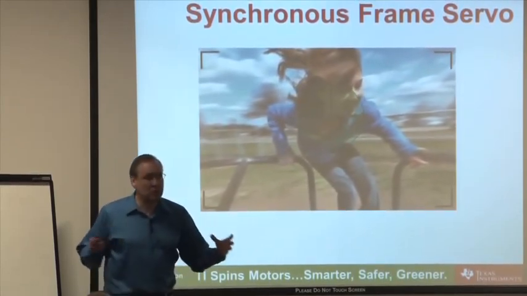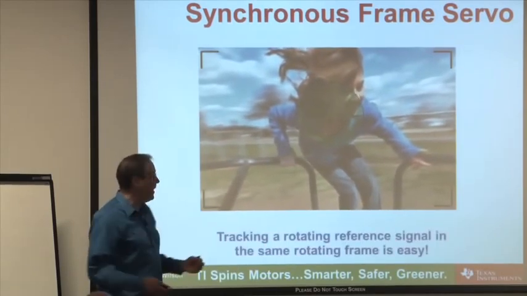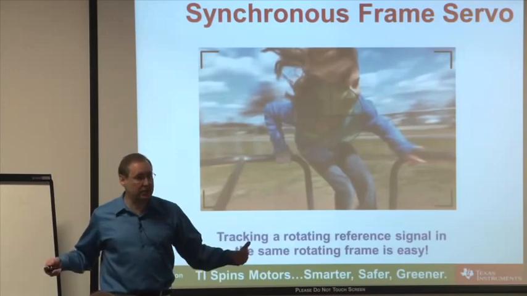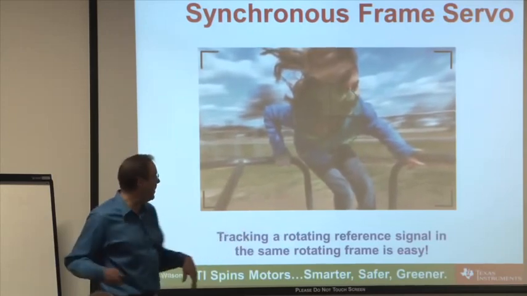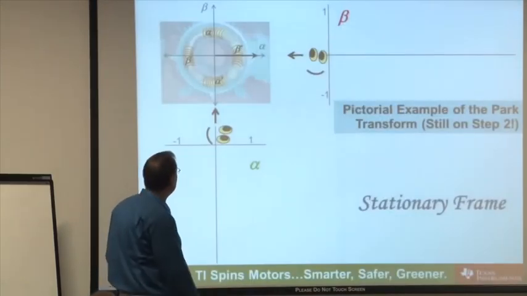So the question becomes, well, how do we transfer up onto the merry-go-round? How do we do that? Because I've taken my current readings in the stationary frame. So I've got these sine waves. How do I get those up on the rotating reference frame? Well, that's a good question.